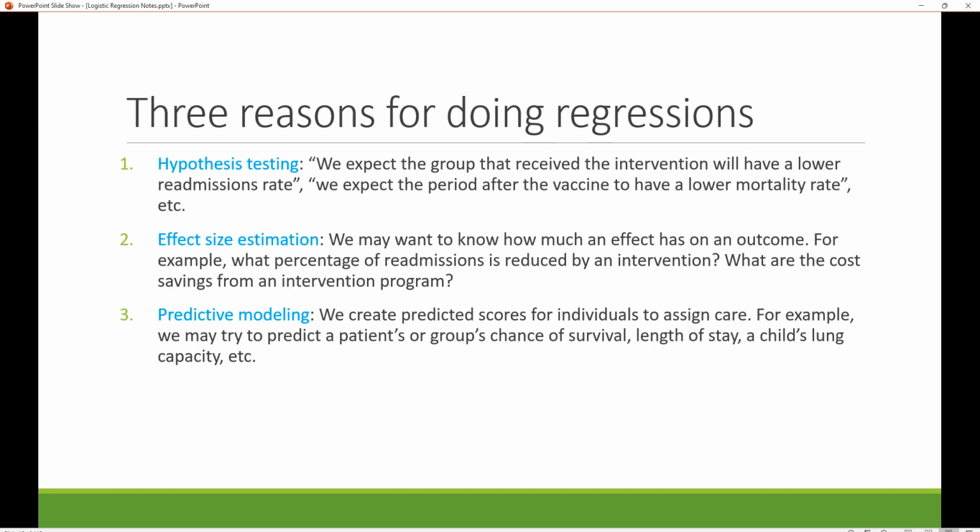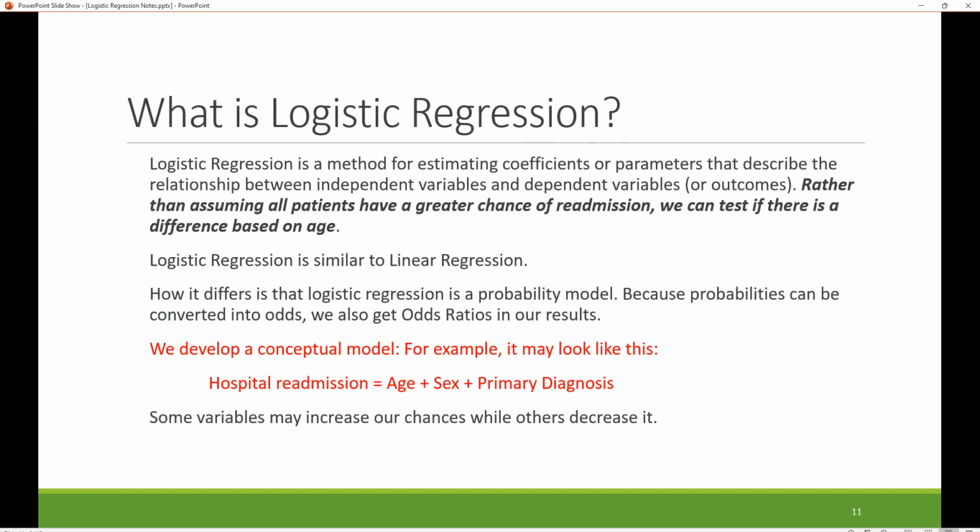But a single regression allows us to do all 3 simultaneously if we would like. And this may lead to the question, what is logistic regression? Logistic regression is a method for estimating coefficients or parameters that describe the relationship between independent variables and dependent variables, or outcomes, another way to say it.